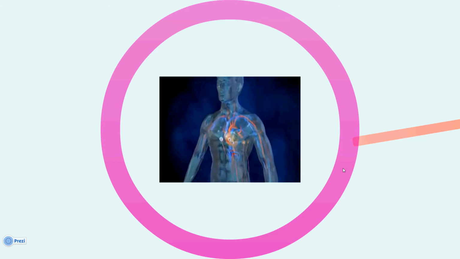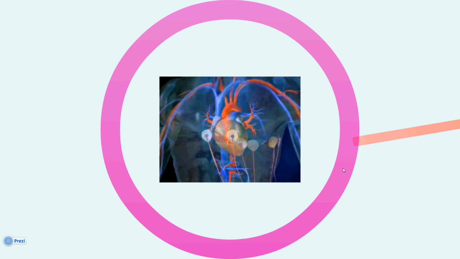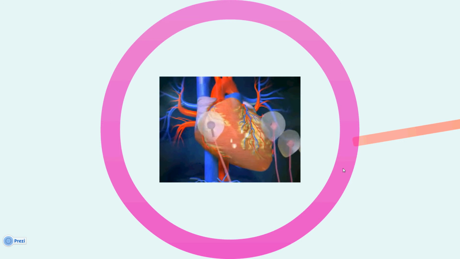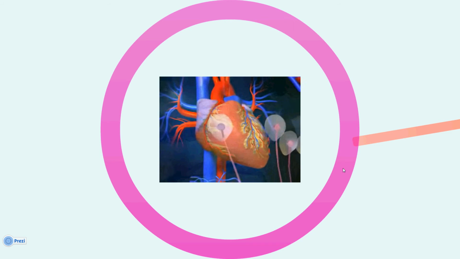The heart is a beating muscle that pumps oxygen and nutrient-rich blood throughout the body. Each beat is stimulated by electrical signals that pass through the heart muscle, or myocardium.